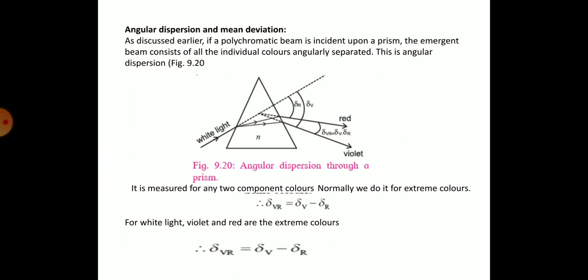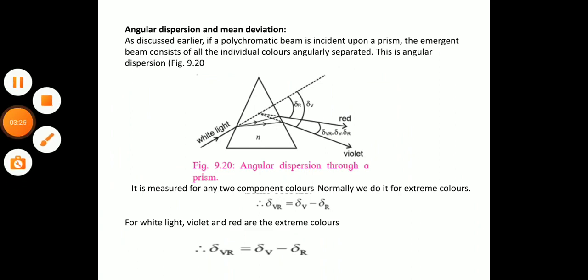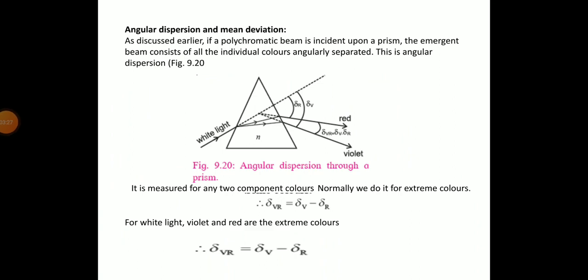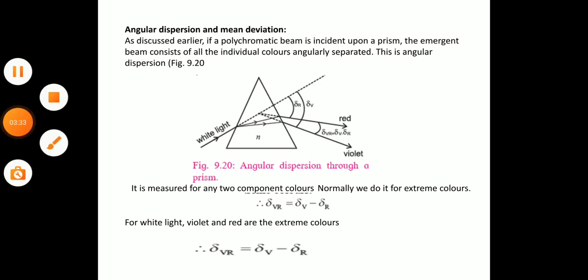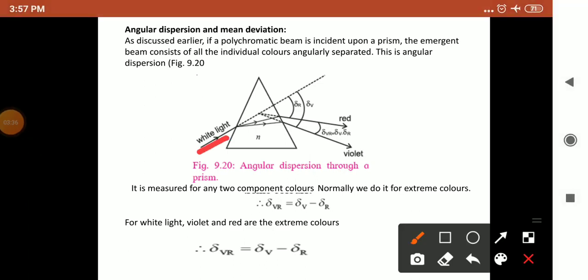Here from this diagram we can see that if a polychromatic beam is incident upon a prism, the emergent beam consists of all the individual colors angularly separated. This is angular dispersion. So look here, white light is incident on this prism. It gets separated into different colors, red, violet, and each gives its angle of deviation, delta r, delta v, like this.